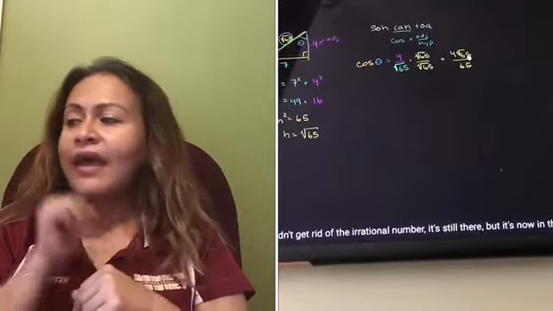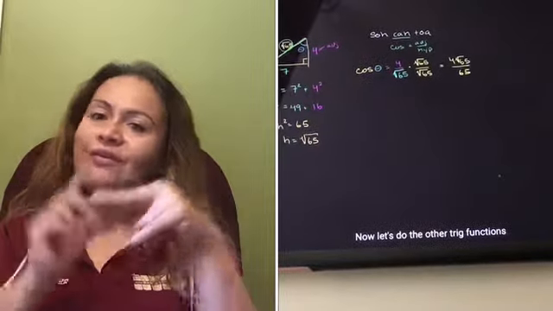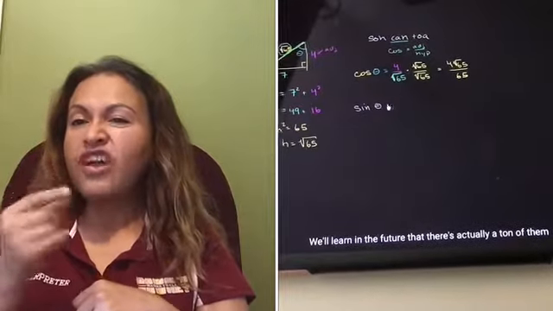We didn't get rid of the irrational number. It's still there, but it's now in the numerator. Now let's do the other trig functions, or at least the other core trig functions. We'll learn in the future that there's actually a ton of them, but they're all derived from these.